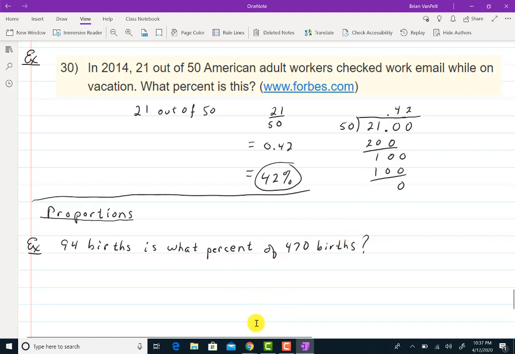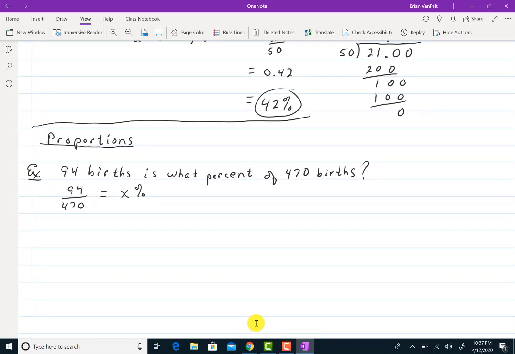Instead, though, we want to know what is 94 out of 470 as a percent. So that equals what percent. So you would like to know, let's say it's X percent. Say this is the information that you want to know. Well, I could write it as X over 100. Remember, 1% is 1 over 100. Well, the way these are always solved is you cross multiply.